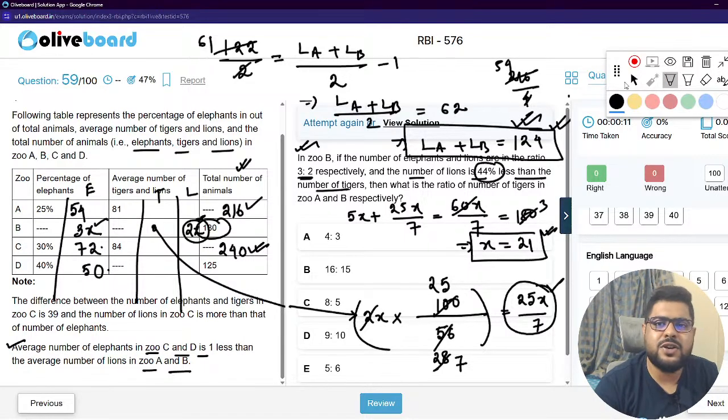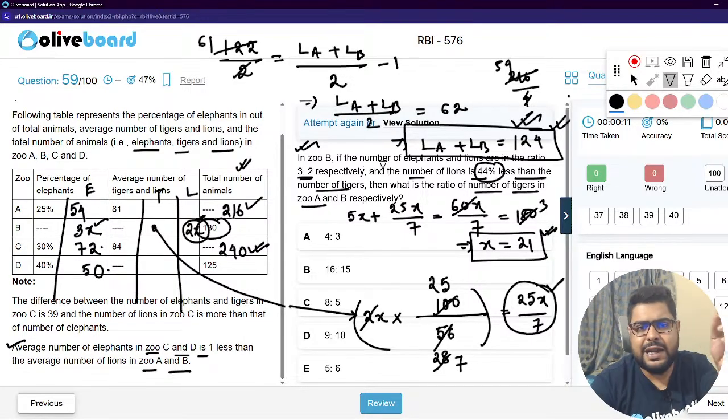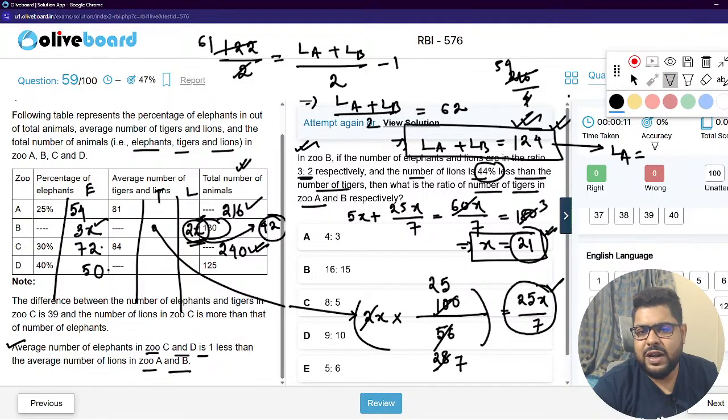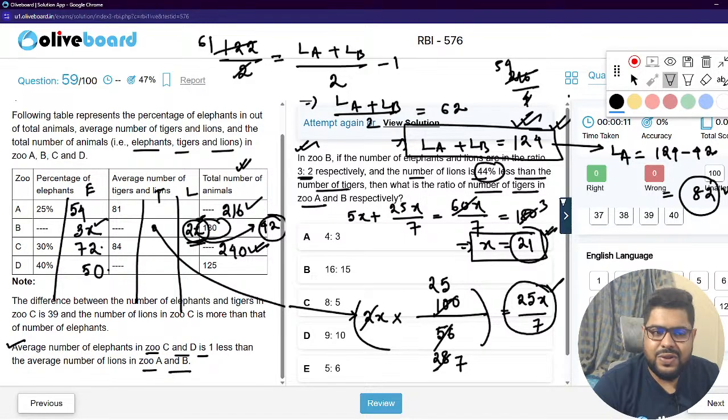Now once I know x equals 21, let us take lions. Lions will be 2x. 2x means this is lions in zoo B. How many is it, sir? Lions in zoo B is going to be 2 times 21, that is 42. So from here I will get lions in zoo A as well. 124 minus 42, so this is 82. This is lions in zoo A.